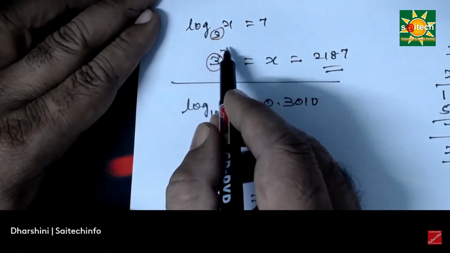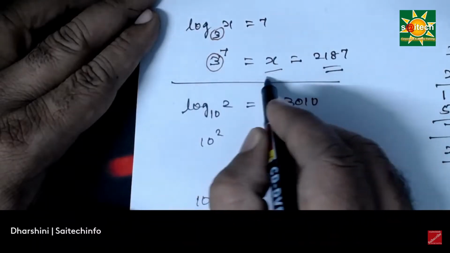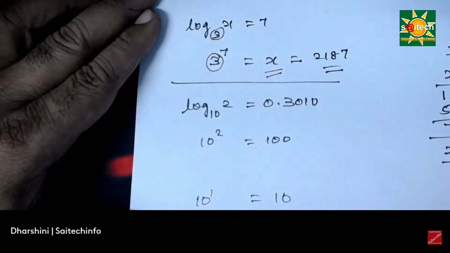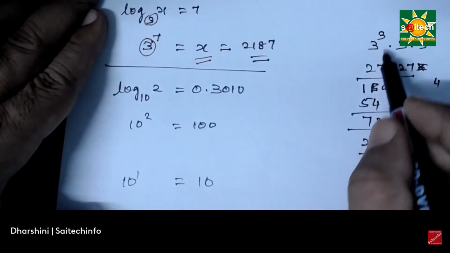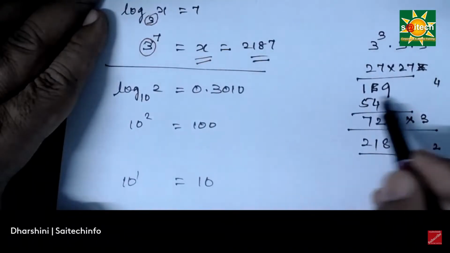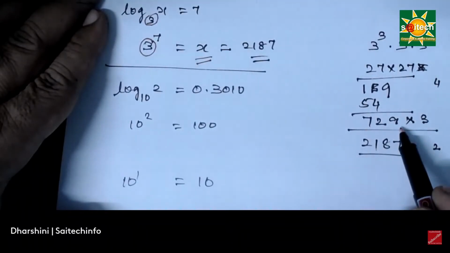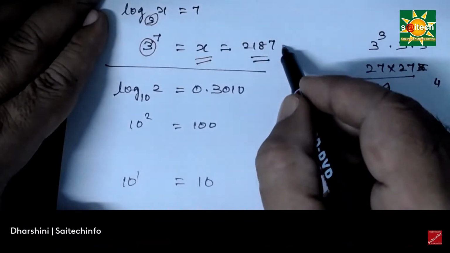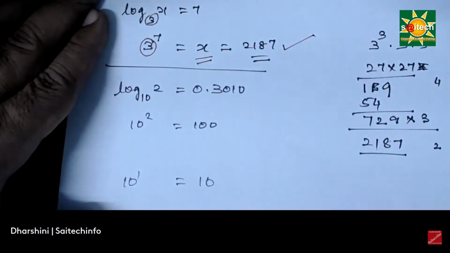Now if 3 power 7 is equal to x, we can find out the value of 3 power 7. So you can split this into 3 cube and 3 cube and 3. Therefore 3 cubed is 27. So 27 into 27 gives 729, again multiplied by 3. So the answer is 2187. Are you able to follow this?